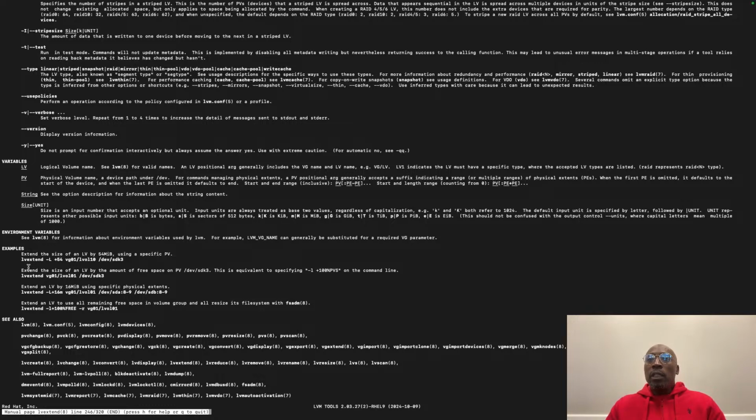The second one is extend by the amount of free space on a physical volume. So this is equivalent to specifying lowercase l 100%PVS on the command line. And then here is a certain physical extent. So why don't we try to extend an LV to use all remaining free space in the volume group and resize its file system with fsadm. That automatic resizing I'll talk to you about here in a second.